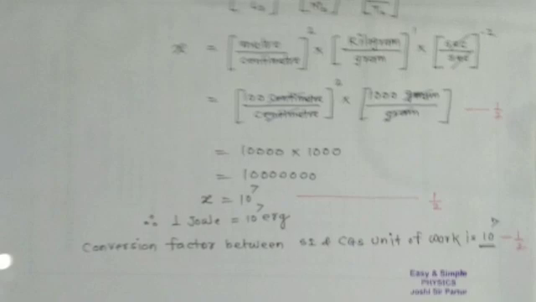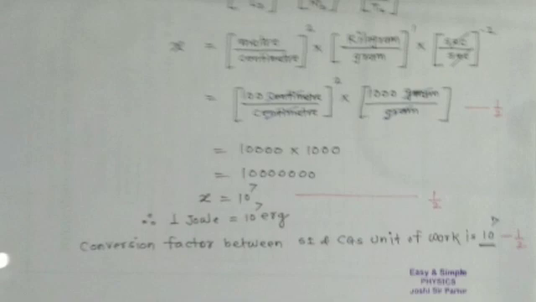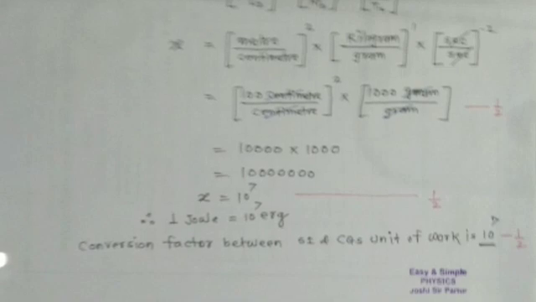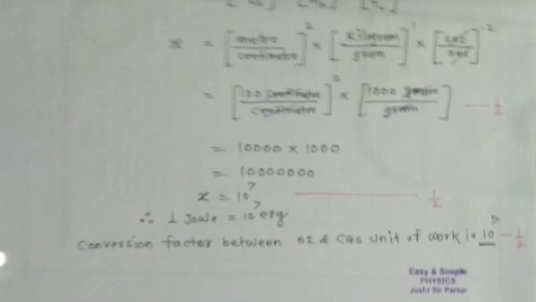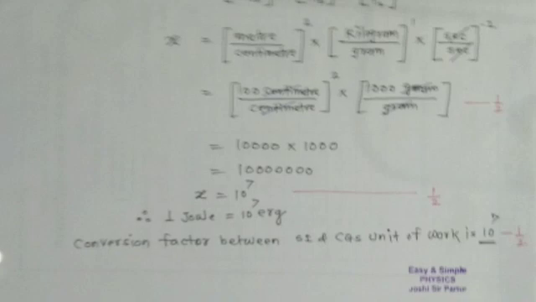Here, 10 raised to 7. So x is equal to 10 raised to 7. Therefore 1 joule equals 10 raised to 7 erg. So the conversion factor between SI and CGS unit of work is 10 raised to 7.